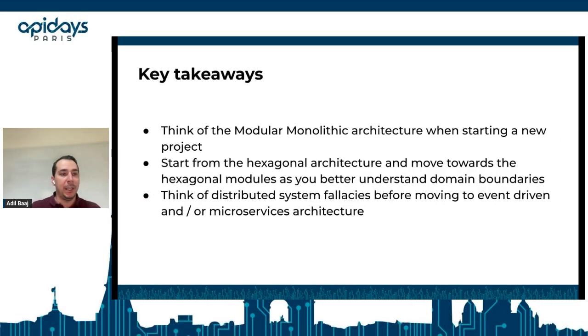So here are some key takeaways that I would like you to keep from this presentation. First of all, think of the modular monolithic architecture when starting a new project. I would advise starting from the hexagonal architecture and, as you better understand your domain boundaries and the business logic of your application, slowly moving toward these hexagonal modules. And finally, before moving to microservices or introducing network communications, think of the distributed system fallacies.